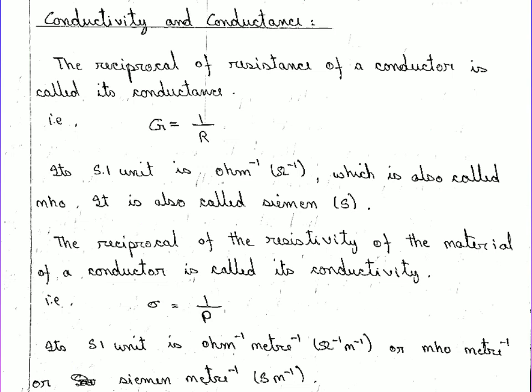And conductivity is the reciprocal of resistivity. It is denoted by sigma and it is equal to 1 by rho, the reciprocal of resistivity, and the SI unit is the inverse of ohm meter, or this inverse of ohm is also called mho. So the SI unit of conductivity is mho per meter, and this mho is also called Siemens. So again we have Siemens per meter.